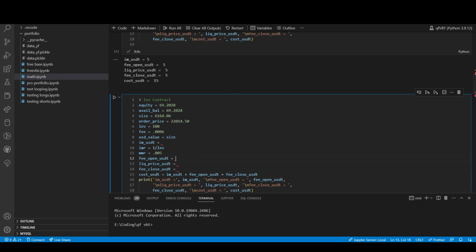Because I'm trying to figure out now, with this whole order cost thing, the fact that it's factoring in the fees, I don't know how that is going to work with me. I don't know. We'll figure it out later.